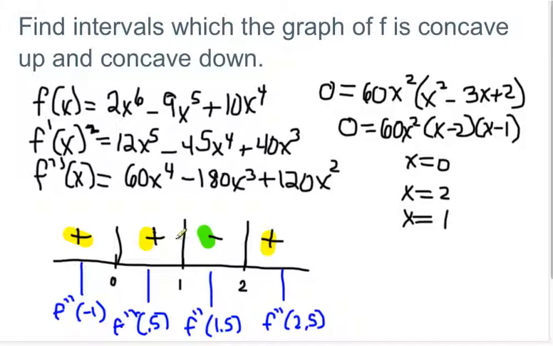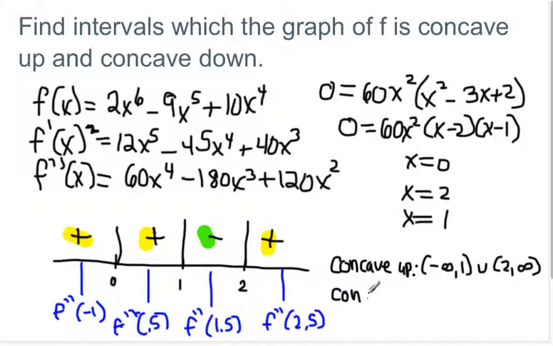Okay, so we're going to then look at where the graph is concave up and where it's concave down. I'm going to go to the next step here, and I'm going to say the graph is concave up from negative infinity all the way up to 1, and then it's concave up from 2 to infinity. So I'm looking for the values where it's positive, and then it's going to be concave down from 1 to 2.